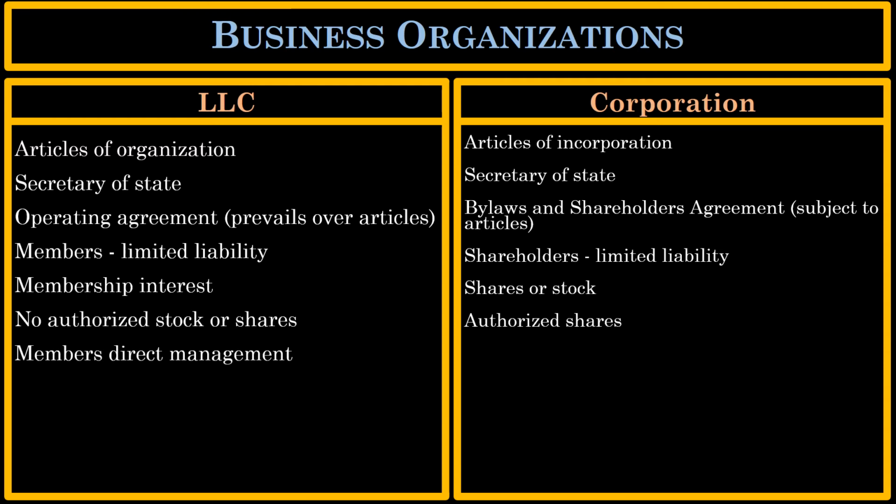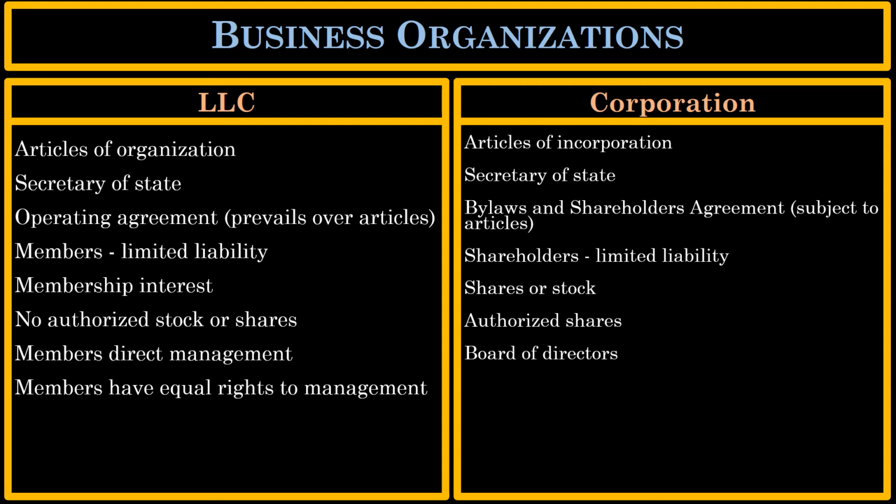In an LLC, the default rule in most jurisdictions is that members directly manage the business and affairs of the LLC. In a corporation, the default rule is that we have centralized management. The board of directors manage the business and affairs of the corporation. In an LLC, members have equal rights to management without regard to their relative investments in the LLC, without regard to the proportion of their contribution to the LLC.